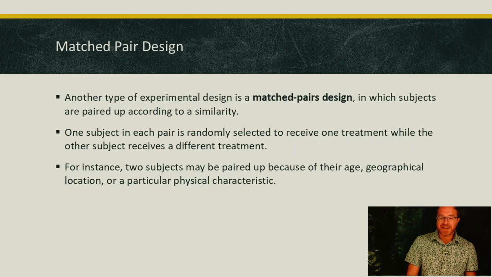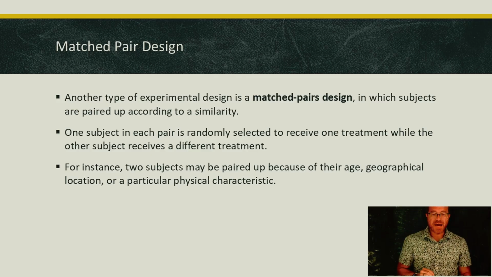We have matched pairs design. So another type of experimental design is called matched pairs design, in which subjects are paired up according to similarity. So one of the subjects in each pair is randomly selected to receive one treatment while the other subject receives a different treatment. So in this case, you're comparing one to one, right? So if, for example, let's say we had people of different ages, we might choose the youngest two who are about the same age, similar people, so that they kind of are matched together. So for instance, two subjects may be paired up because of their age, geographic location, or particular physical characteristics.